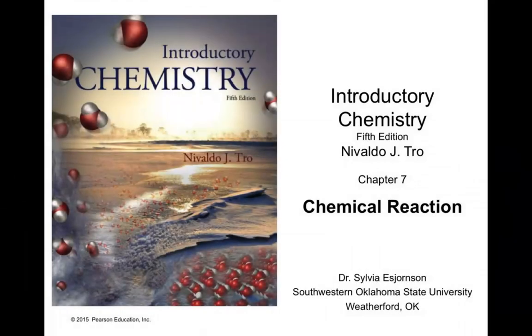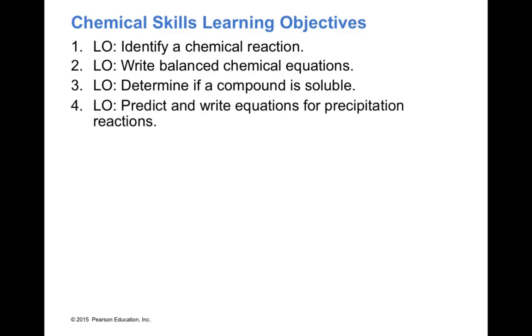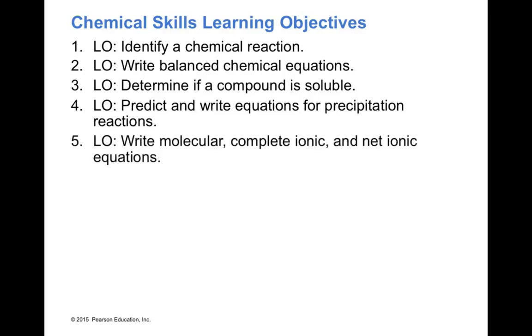Chapter 7, Chemical Reactions, from the book Introductory Chemistry. By the end of this video, you will be able to identify a chemical reaction and write balanced chemical equations. Also, you will be able to determine if a compound is soluble. You will predict and write equations for precipitation reactions. Also, you will be able to write molecular, complete ionic, and net ionic equations.